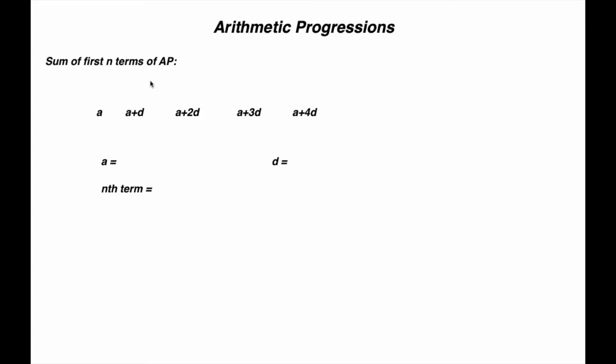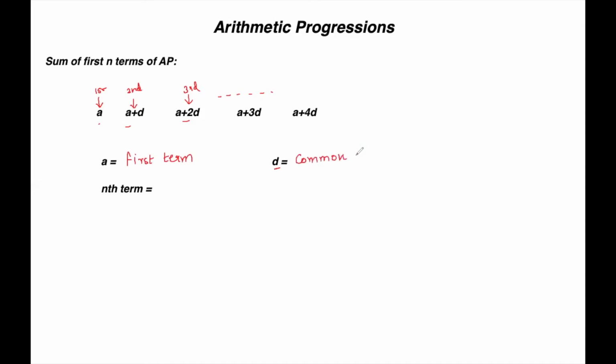Now we know the general AP series looks something like a, a plus d, a plus 2d, and so on, right? What is this a? a is the first term and a plus d is the second term. Similarly, a plus 2d is the third term. Okay, and the series will go on like this, right? So a is basically the first term here. Okay, now what is d? d is the common difference.